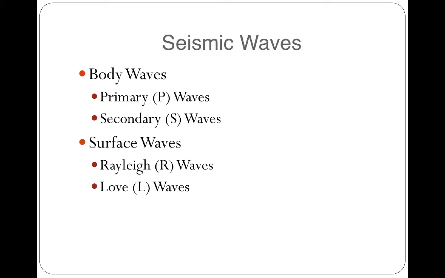When we're talking about seismic waves, we're talking about body waves and surface waves. The body waves are what we use to locate the epicenter, and we have the primary waves, which get there first, and they're the fastest traveling. And we have the secondary waves, which of course get there secondarily, and they tend to be slower traveling. The S waves are going to be the ones that cause the most damage.